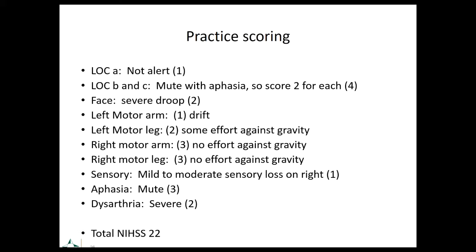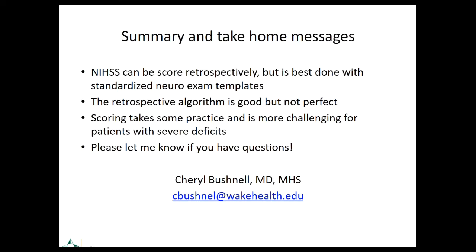So I think that once you get used to some of these consistent patterns across the retrospective scoring, this really just gets easier and easier with practice. So the summary and take home is that this NIH stroke scale can be scored retrospectively. It's best done, I think we noticed a huge change once we have electronic medical records and we have standard neuro exam templates that makes the NIH stroke scale much, much easier to score.